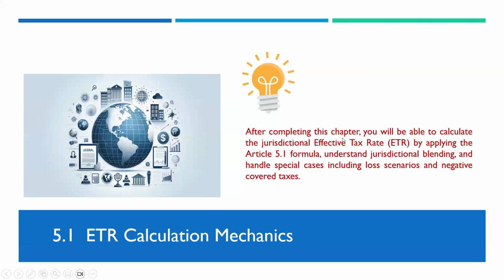So after completing this chapter, you will be able to calculate the jurisdictional effective tax rate by applying the 5.1 formula, understand jurisdictional blending, and handle special cases. There were a lot of special cases while doing so. We will be looking at them, including loss scenarios and negative covered tax. So did you understand jurisdictional blending? Can you give me a yes? What is meant by jurisdictional blending?